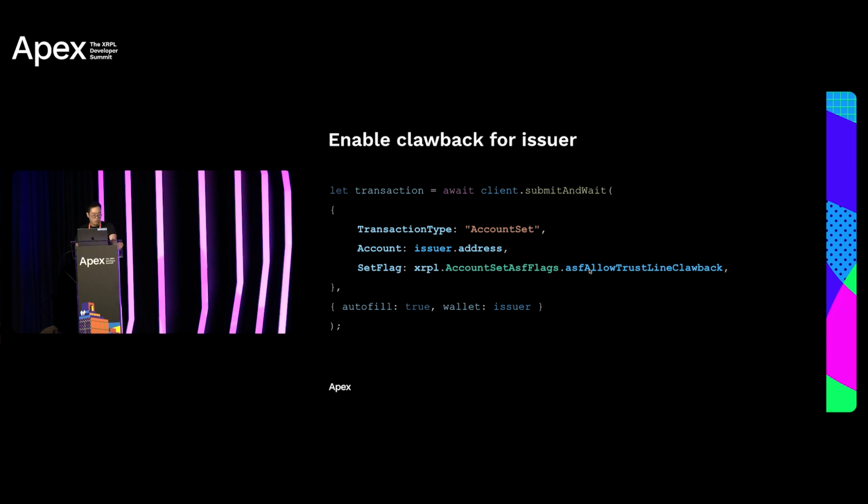And if you guys remember from earlier, there are two restrictions that come along with this flag. But in our case, the accounts we're using are brand new, so they don't have any existing flags, and they don't own any ledger objects. So we can be sure that this transaction will go through.